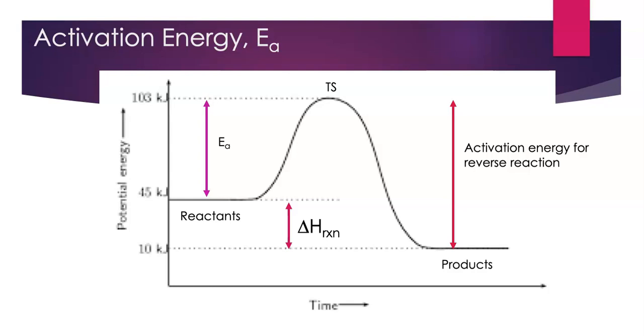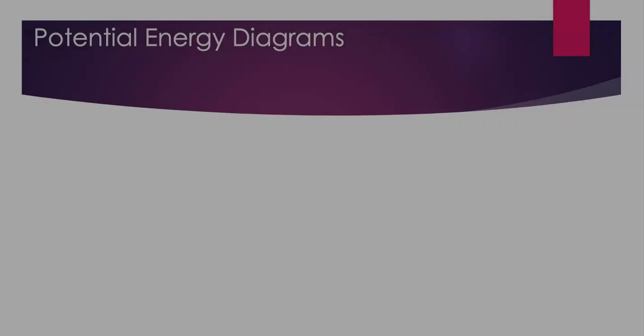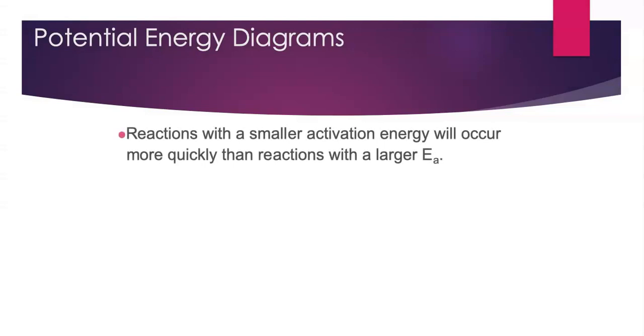All right, so these are all things that you should be able to pull out of these potential energy curves. One of the other things I wanted to mention is that activation energy has a huge effect on reaction rates. If the activation energy is smaller, the reaction is going to go more quickly. And if the activation energy is larger, fewer particles are going to have that minimum. They're not going to be moving quickly enough, and the reaction will be slower.